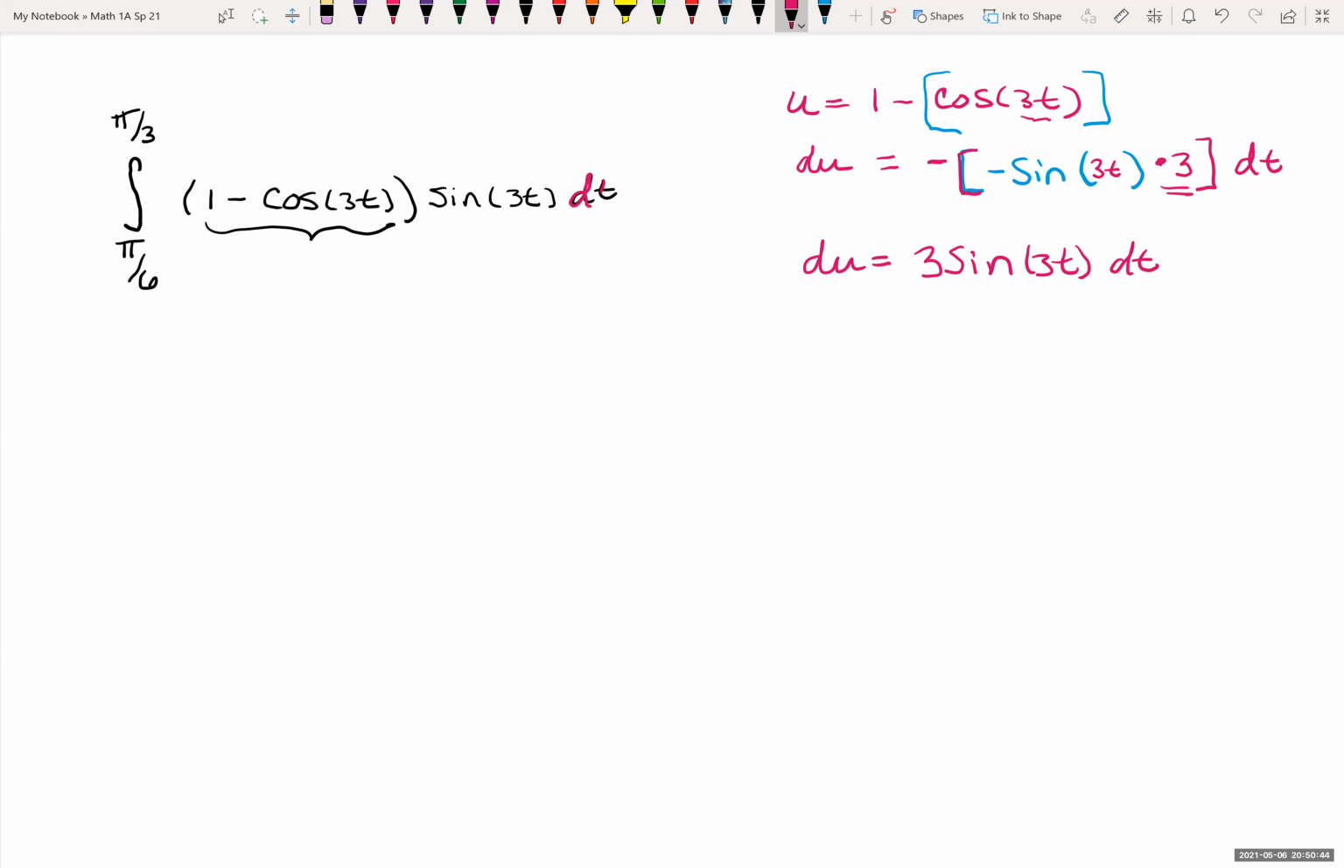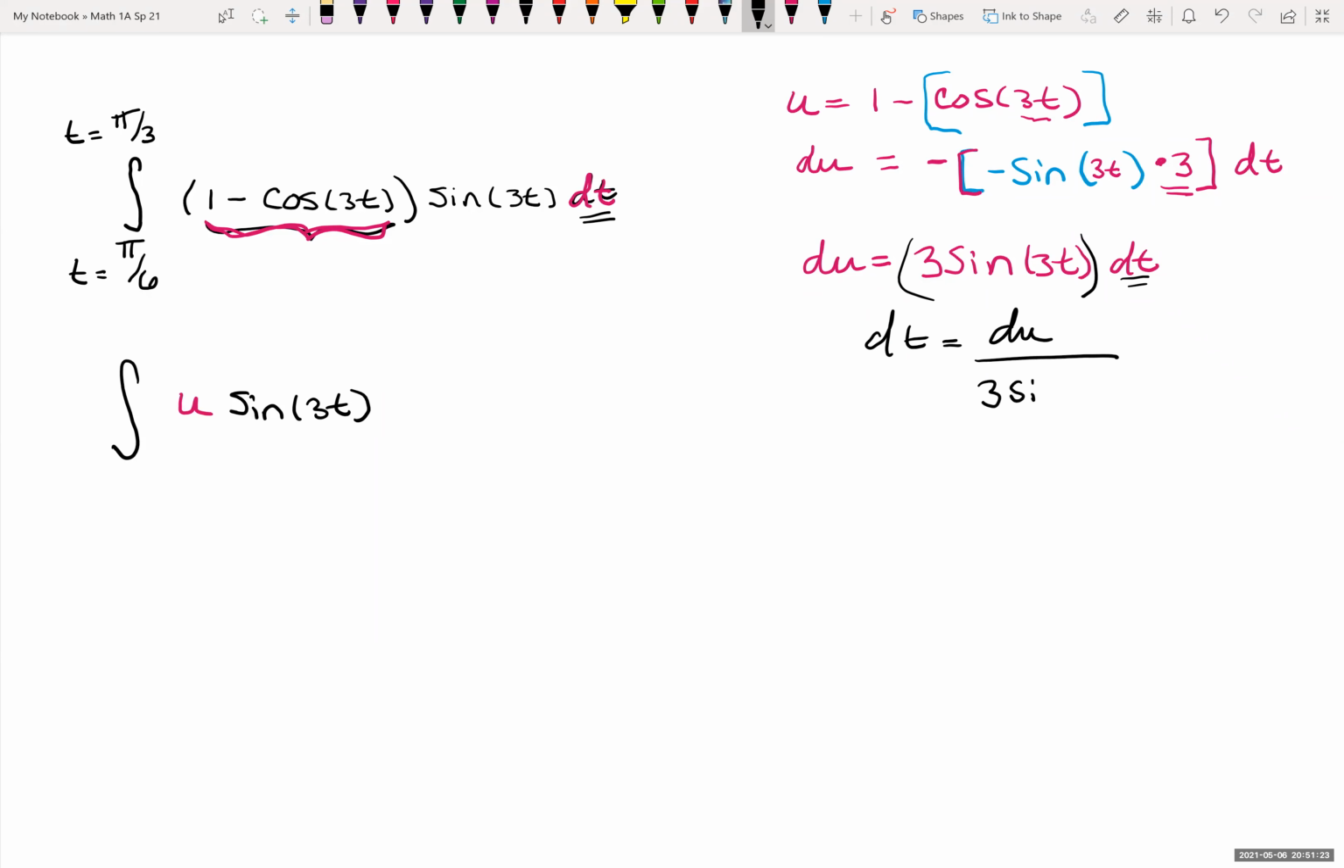So we want to go in and plug in what we did for our substitution. Right now we have the t bounds, so let's ignore those for now. We have u, and this is u. We have sine of 3t. And now let's write dt. We can get dt by dividing by this 3 sine of 3t. So dt equals du all over 3 sine of 3t.